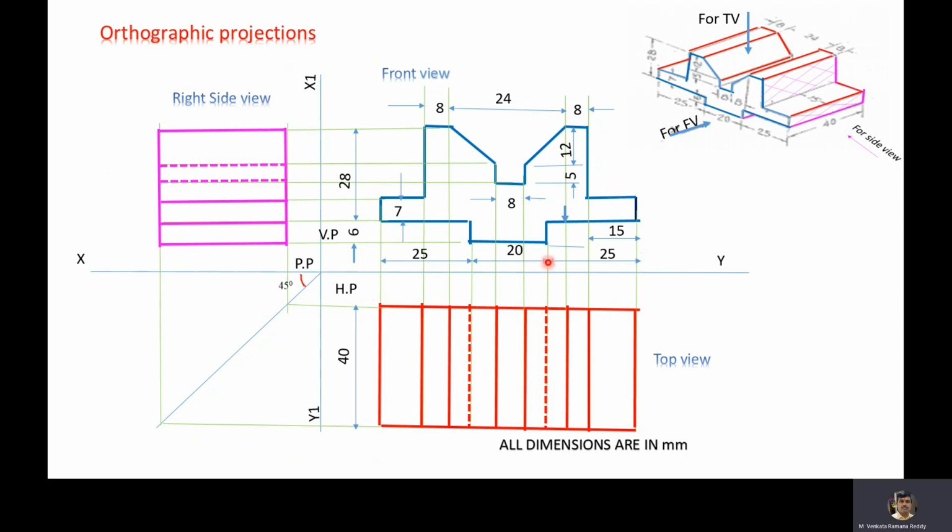Here we used first angle projection. So the front view we got above the XY line, the top view below the XY line, and the side view above the XY line, adjacent to the front view. Here all these dimensions are in millimeters. That's the solution for the given problem, that is converting the pictorial view into orthographic projections, drawing the front view, top view and side view by the first angle projection method.